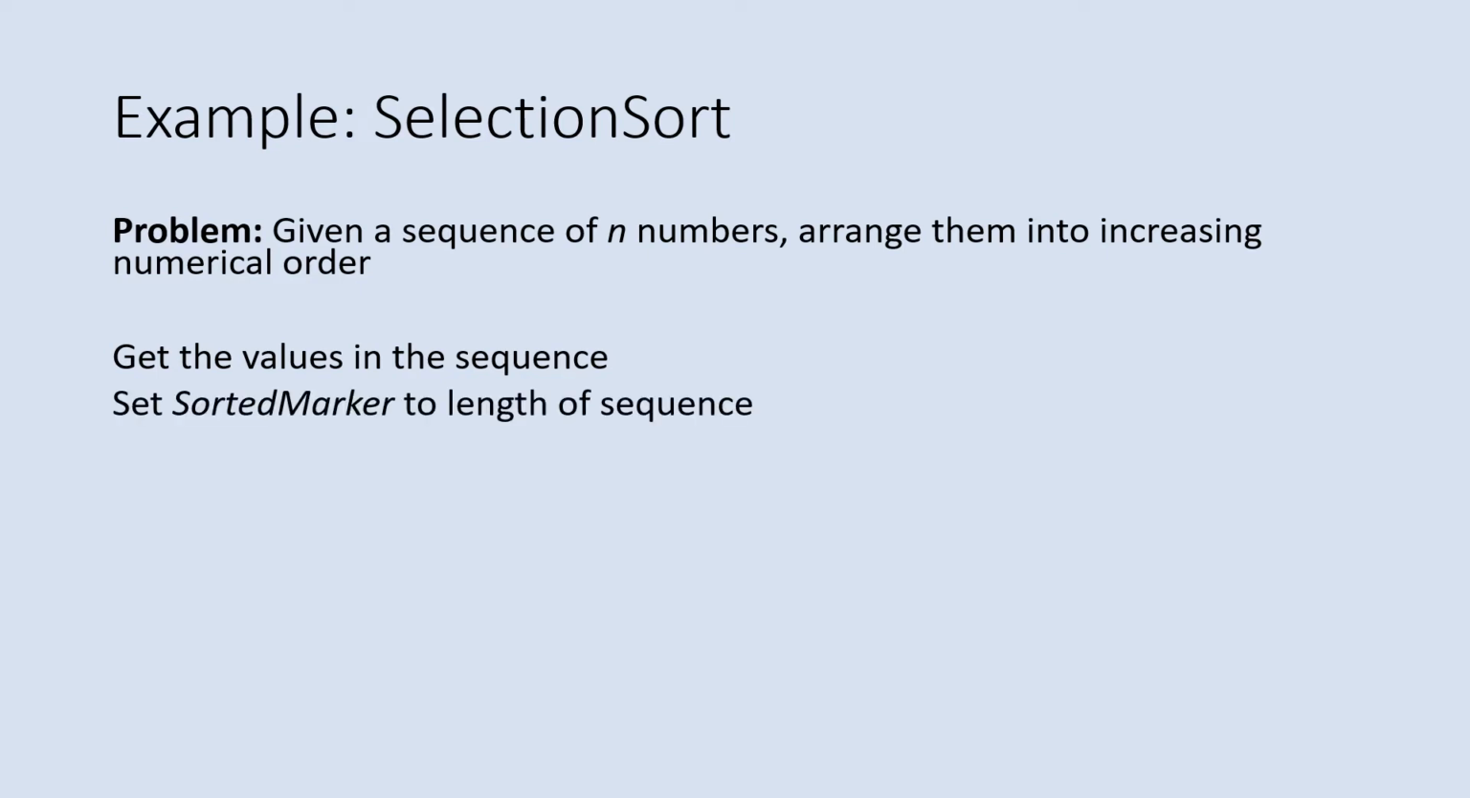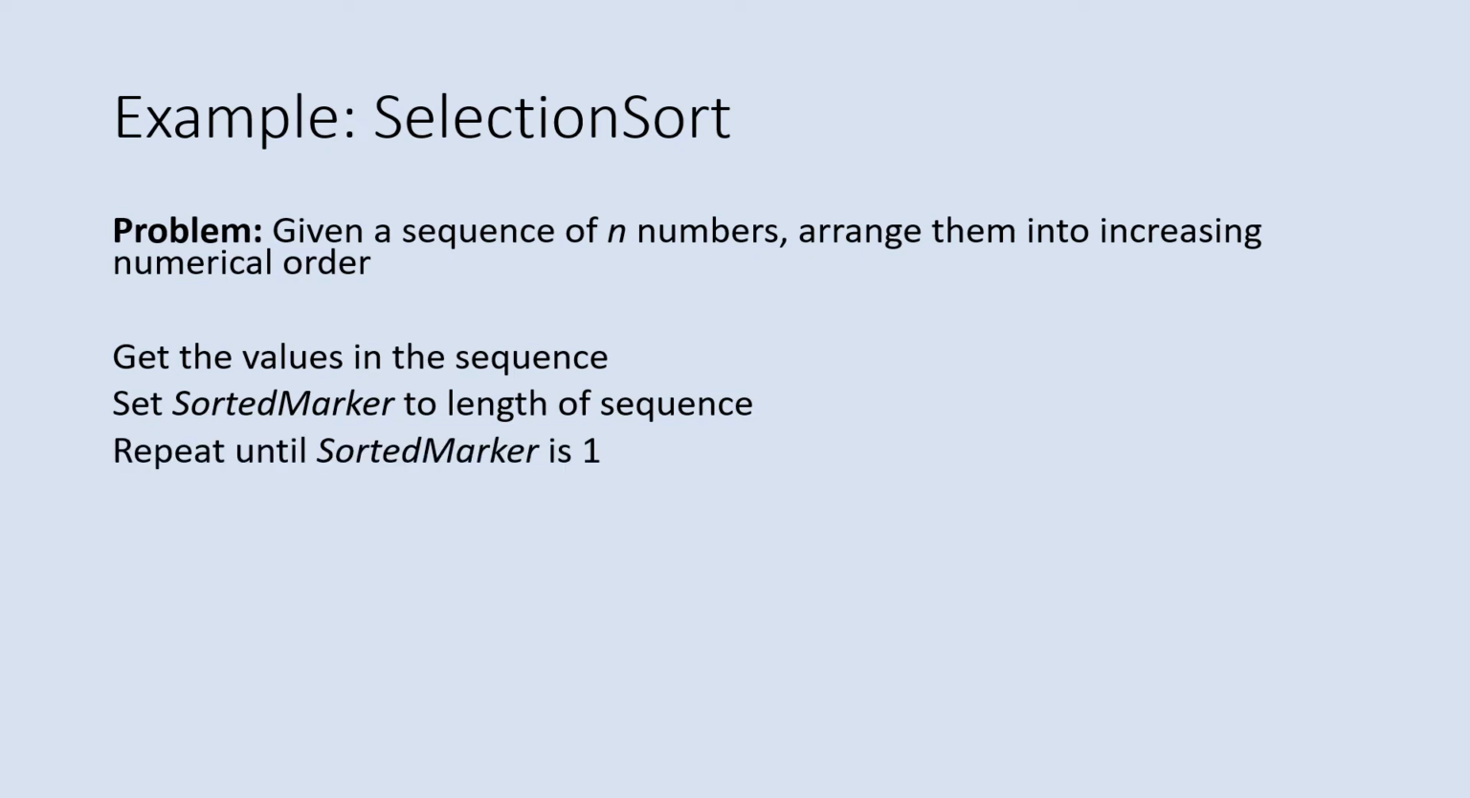And in this case, then we're going to put this marker at the end of the sequence. And we're going to say, okay, at the end of the sequence of numbers, we have an indication, a marker there that says anything after this has already been sorted. And it's at the end of the sequence right now because nothing has been sorted.